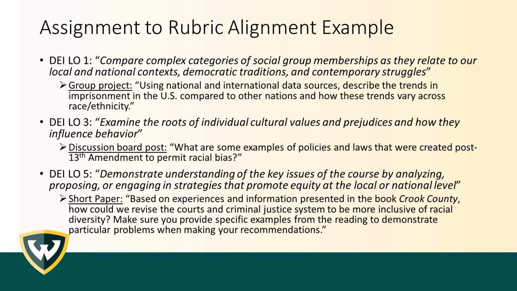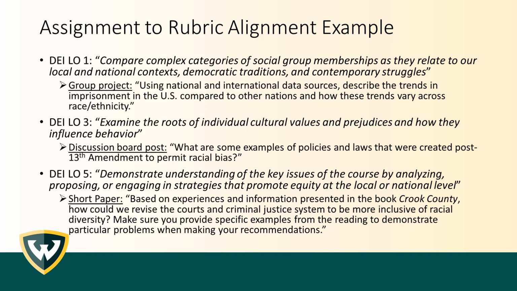Learning Outcome 1 in the DEI rubric states, compare complex categories of social group memberships as they relate to our local and national contexts, democratic traditions, and contemporary struggles. An assignment for Learning Outcome 1 in the Criminal Justice course CRJ 2550, Race, Crime, and Justice, could be a group project where the instructor asks students to do the following. Using national and international data sources, describe the trends in imprisonment in the U.S. compared to other nations and how these trends vary across race or ethnicity.